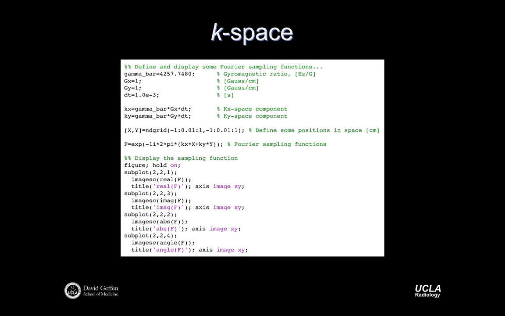I'll pick a gradient strength. This is just one example, in units of gauss per centimeter. Then I'll pick some time step that I care about. In this case, in seconds, so this would be 1 millisecond using my time step. I can then define my k vectors. My k vectors are just gamma bar times the gradient strength times the duration that I've been applying that gradient. This really just tells you about the gradient. The Gx times dt is just the gradient area, right? So the bigger that area, the higher your k component, your kx or your ky.